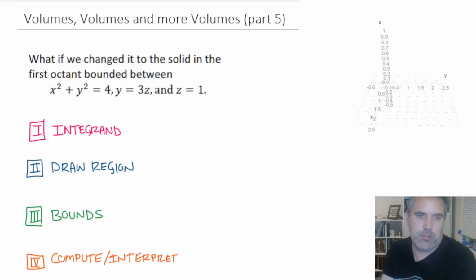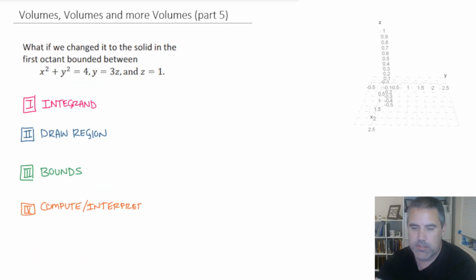Hello, Math 126 students. Somebody's asked me about a different volume question from one of my lecture notes. So I thought I would just go through that and use our same steps and talk through it because I like to have lots of examples here. Do watch my previous ones where I've done several of these.